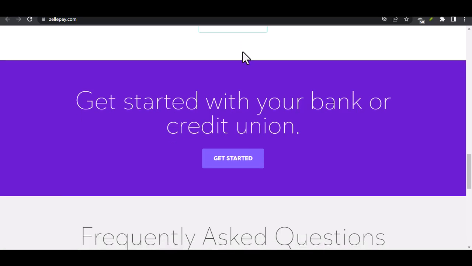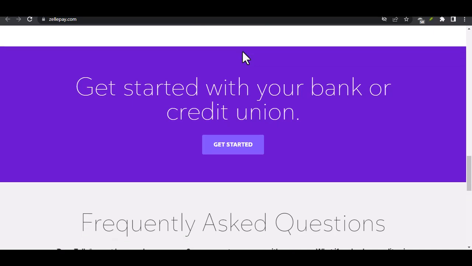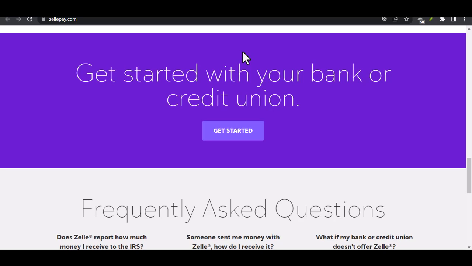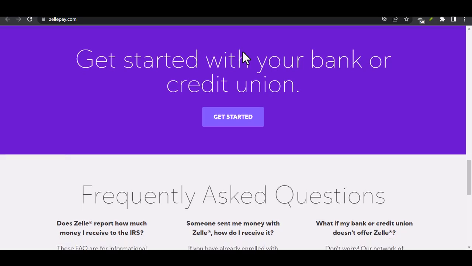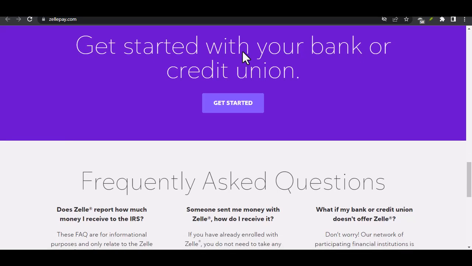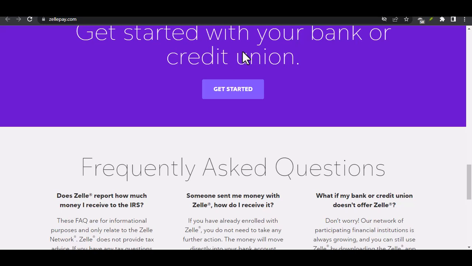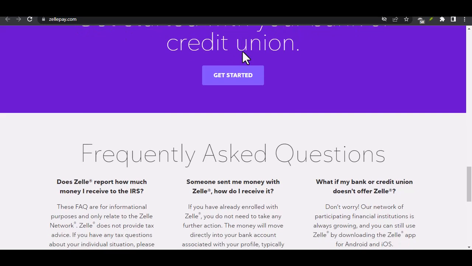Suggest alternatives. If your bank doesn't support Zelle, suggest alternative P2P payment services like Cash App, Venmo, or Pop Money. Availability depends on your region and bank. Still stuck? If you've tried all these troubleshooting tips and you're still having trouble receiving money through Zelle, there might be a more specific issue at play. In that case, contacting Zelle's customer support directly might be your best option.